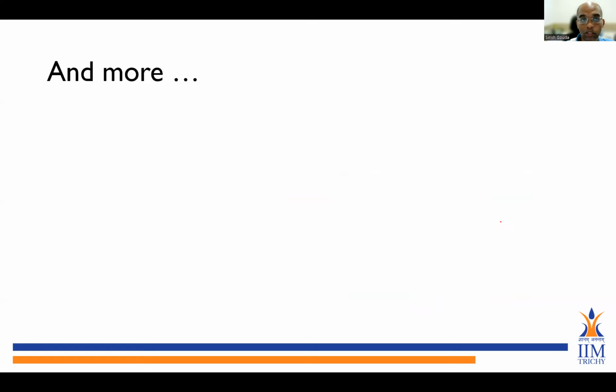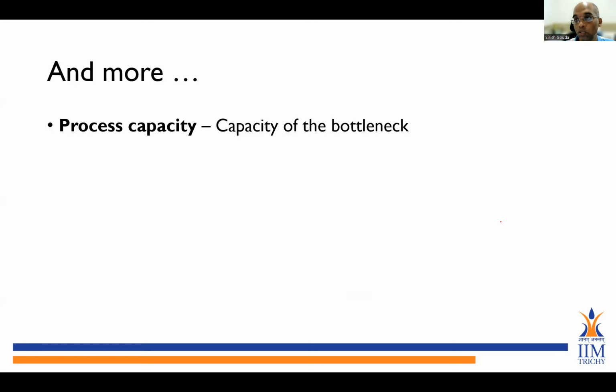That takes us to the next metric, which is what we call the process capacity. Process capacity is nothing but the maximum capacity the entire process can handle. And this definition says that the process capacity is nothing but the capacity of the bottleneck. Now, why is the process capacity the capacity of the bottleneck? What does it mean?